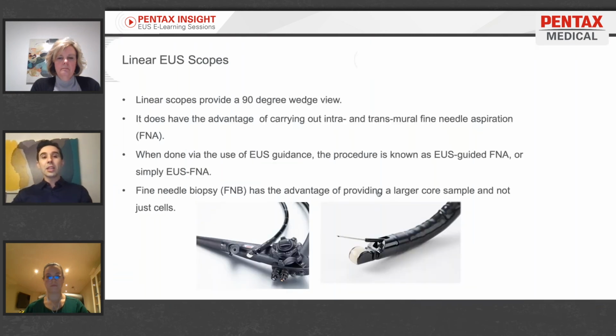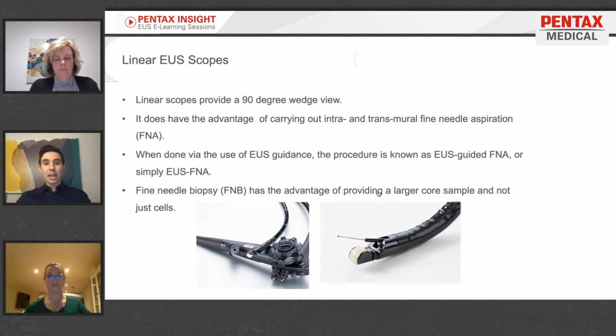Now, what about the linear EUS scope? So again, it provides that wedge view. It doesn't allow us to see a 360-degree view, but you can use the torque of the endoscope to sort of see the entirety of the surrounding tissue if necessary. But really, the main advantage are interventions, fine needle interventions. We use fine needle aspiration or fine needle biopsy. The two are distinctly different, but are largely interchangeable when we talk about them.